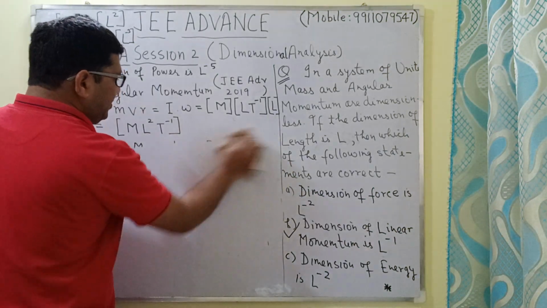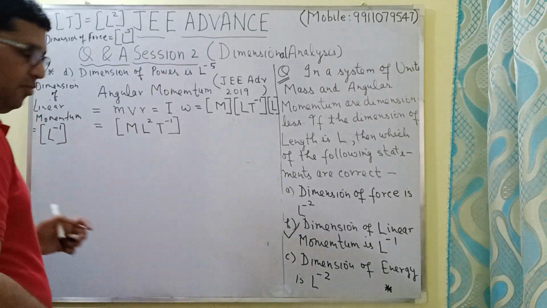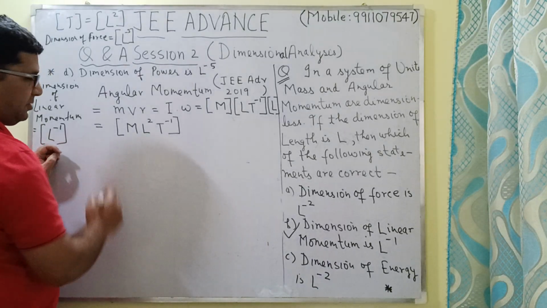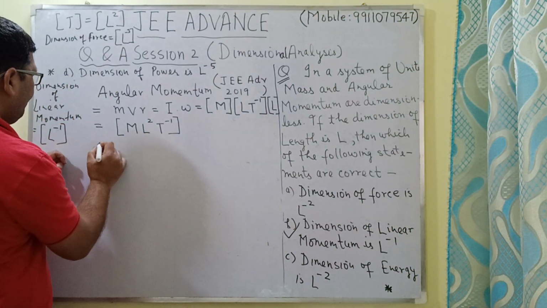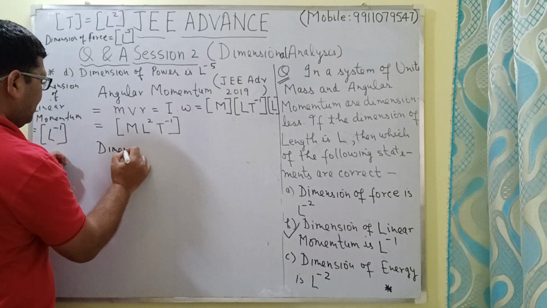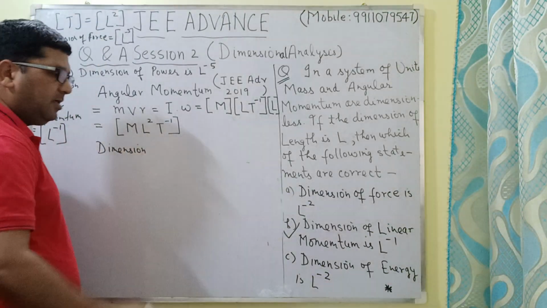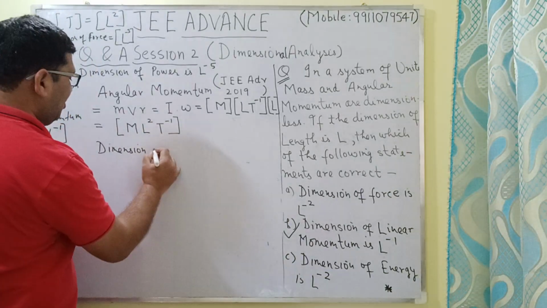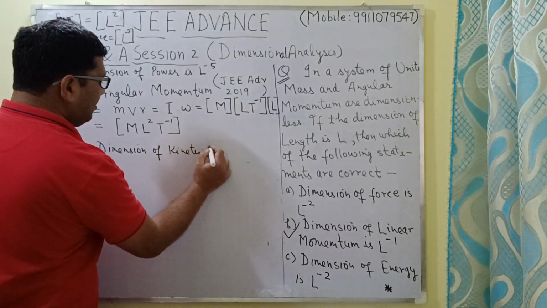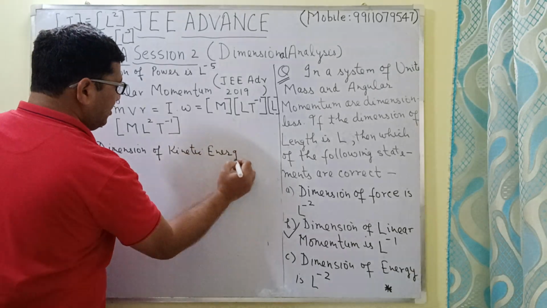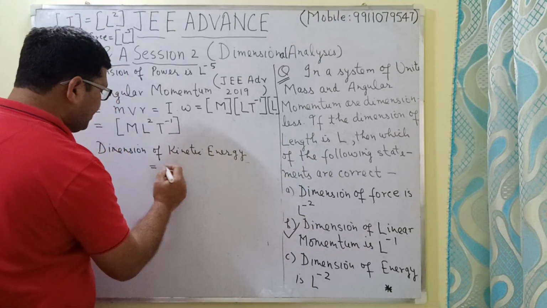Now we will find the dimension of energy. So you can take any form of energy for calculating the dimension. So right now I am taking the kinetic energy. The dimension of all the forms of energy will be the same. So you can take any form of energy here. So the dimension of, let's say, kinetic energy. The kinetic energy is equal to half mv square.